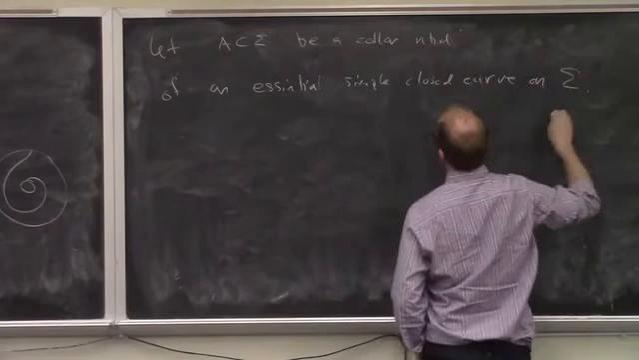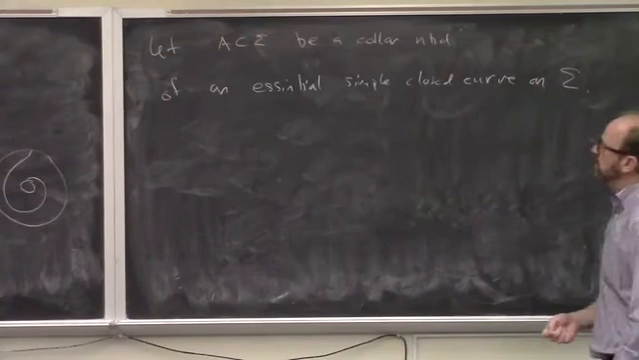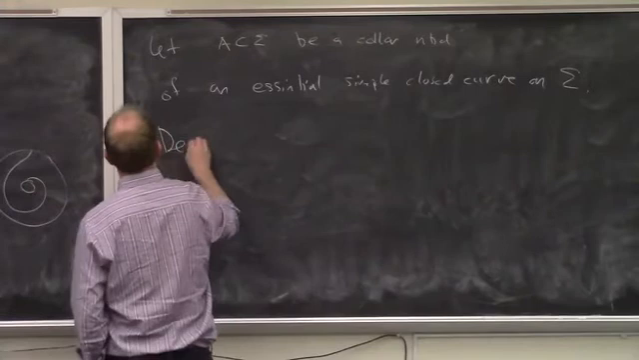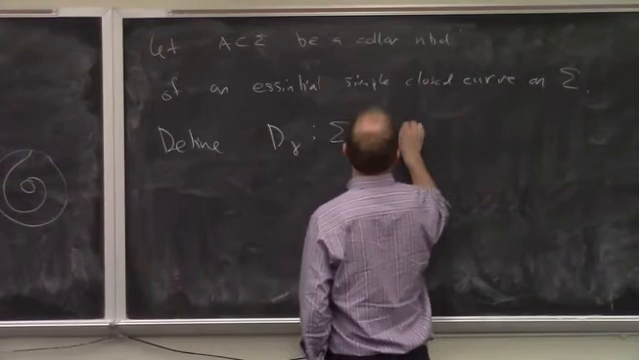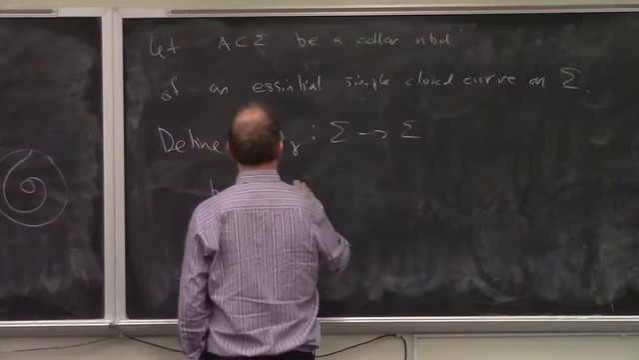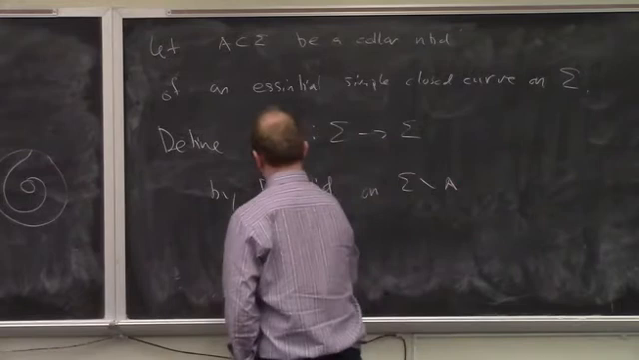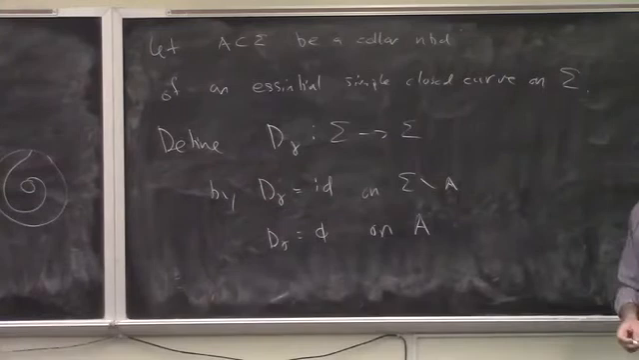On sigma. By essential, I just mean that it's not homotopic to a point. It's homotopically non-trivial. So I can take that curve and thicken it to an annulus, and then I can define the Dehn twist from sigma to itself, D gamma. This is going to be equal to the identity on sigma minus A, and it'll be equal to phi on A. Okay, so this is an example of a homeomorphism of the surface to itself.